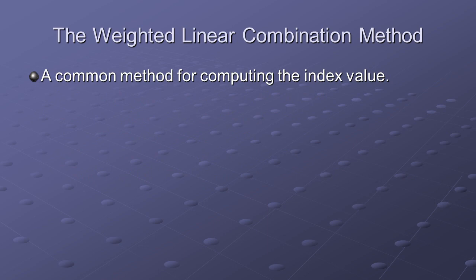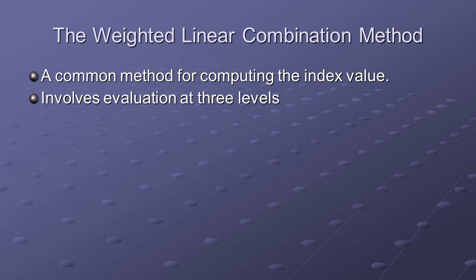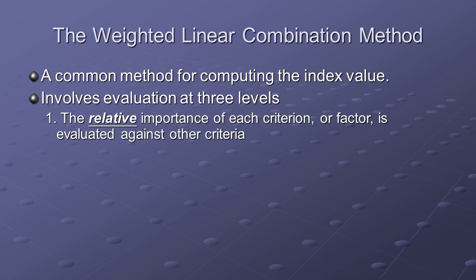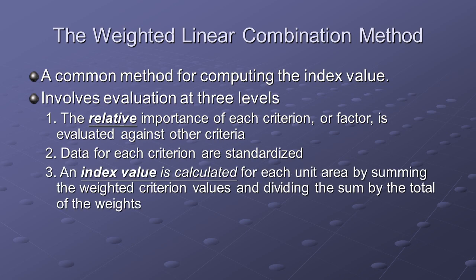The weighted linear combination method is a pretty straightforward way of calculating an index model. It involves evaluation at 3 separate levels. You have to figure out the relative importance of each criterion or factor relative to each other. In other words, you've got 3 variables: which one's the most important, the next most important, and the least important. The data for the criteria have to be standardized, because if you don't, it can create a lot of problems. Unstandardized data means that certain variables can dramatically change model outputs and effectively mask changes in other variables. Then you calculate your index value for each unit area by summing the weighted criteria values and dividing by the sum of the total of the weights.